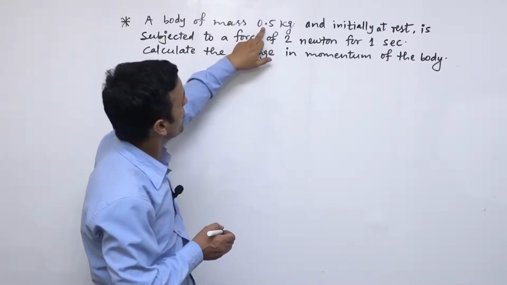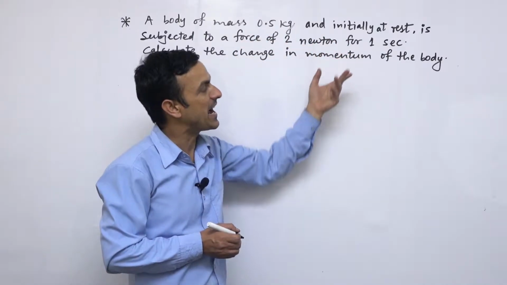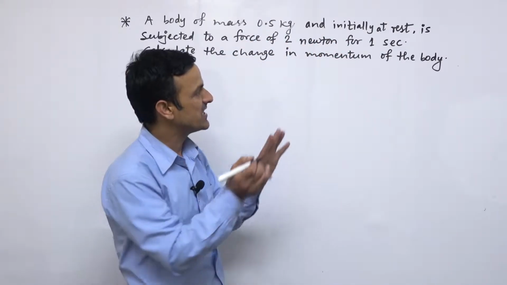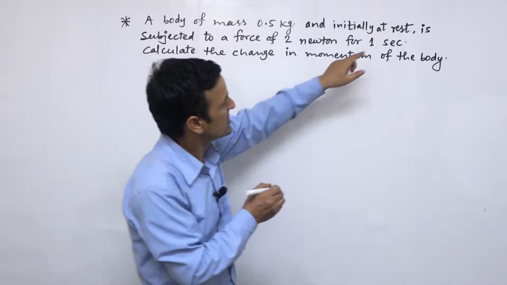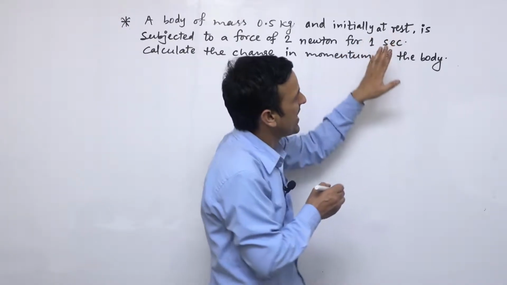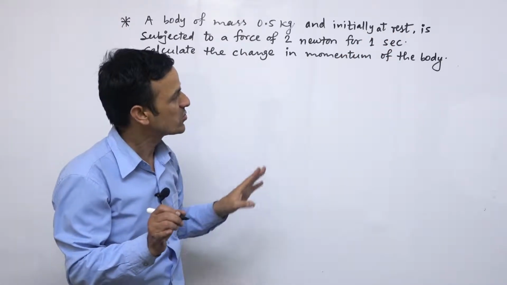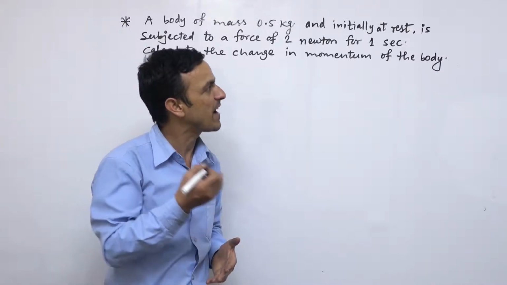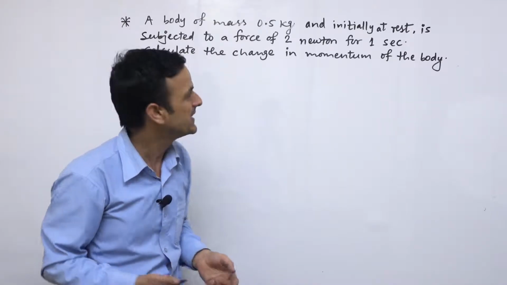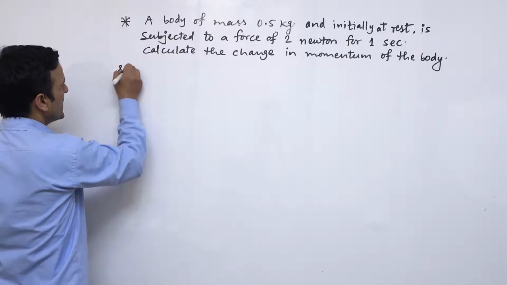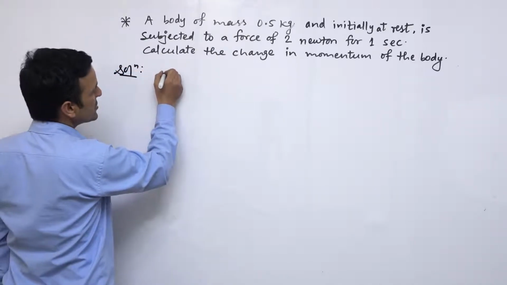We know that the change in momentum of the body is mv minus mu. So mass is over here. We are going to find the final velocity and initial velocity. Initial velocity is 0, but final velocity we don't know. So first of all, we have to find the value of v. For that we have the information.